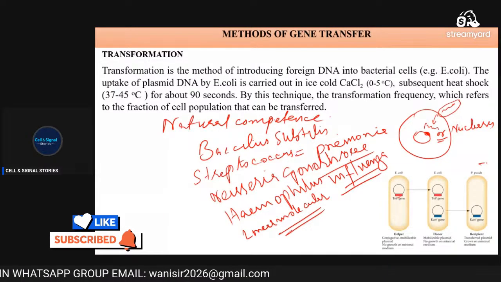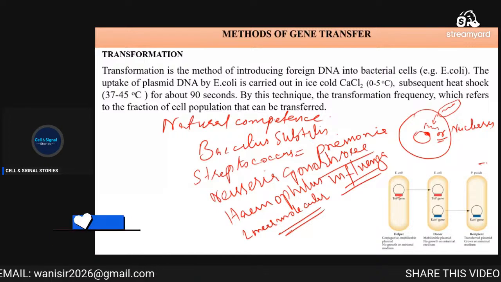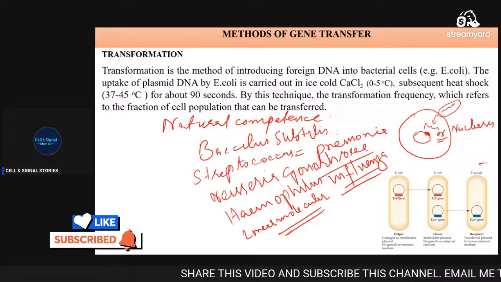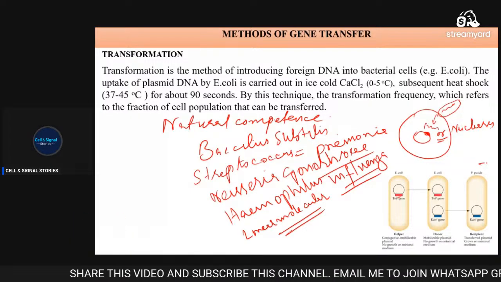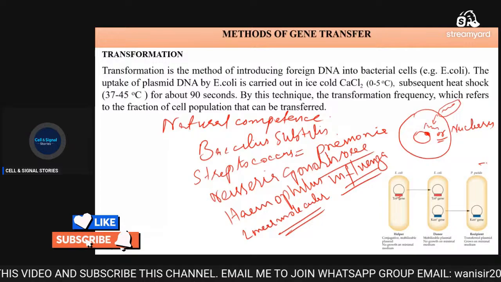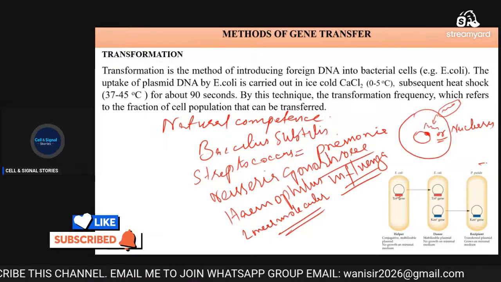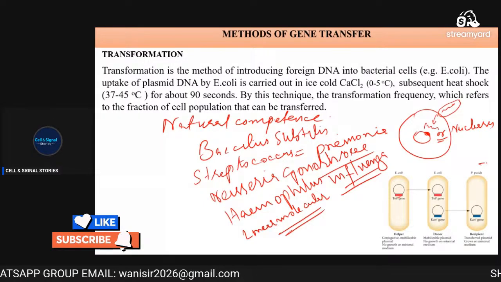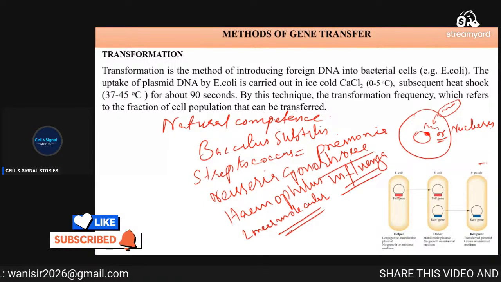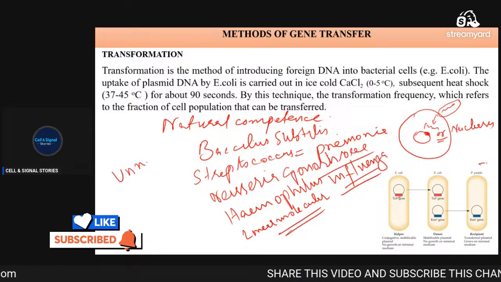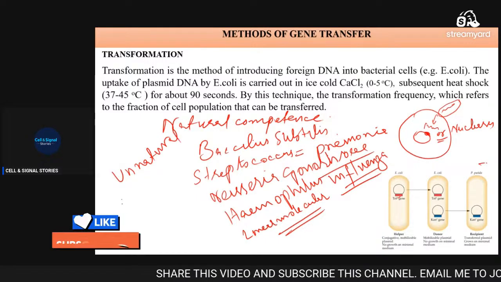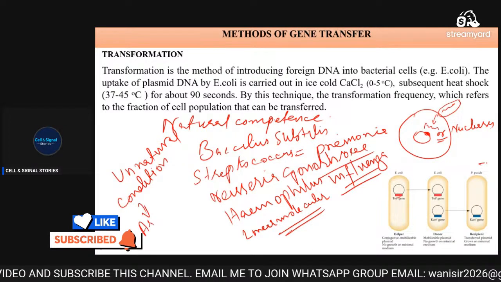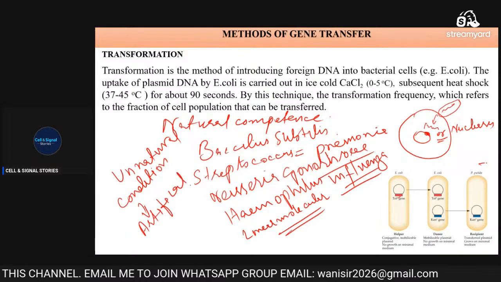Artificial competence is not coded by the genes of the bacterial cell. It is a laboratory procedure in which the cells are passively made permeable to DNA using unnatural conditions. So now there is a question: if we have a circular plasmid, how will it enter into the bacterial cell? For that we go for artificial competence, using unnatural conditions.